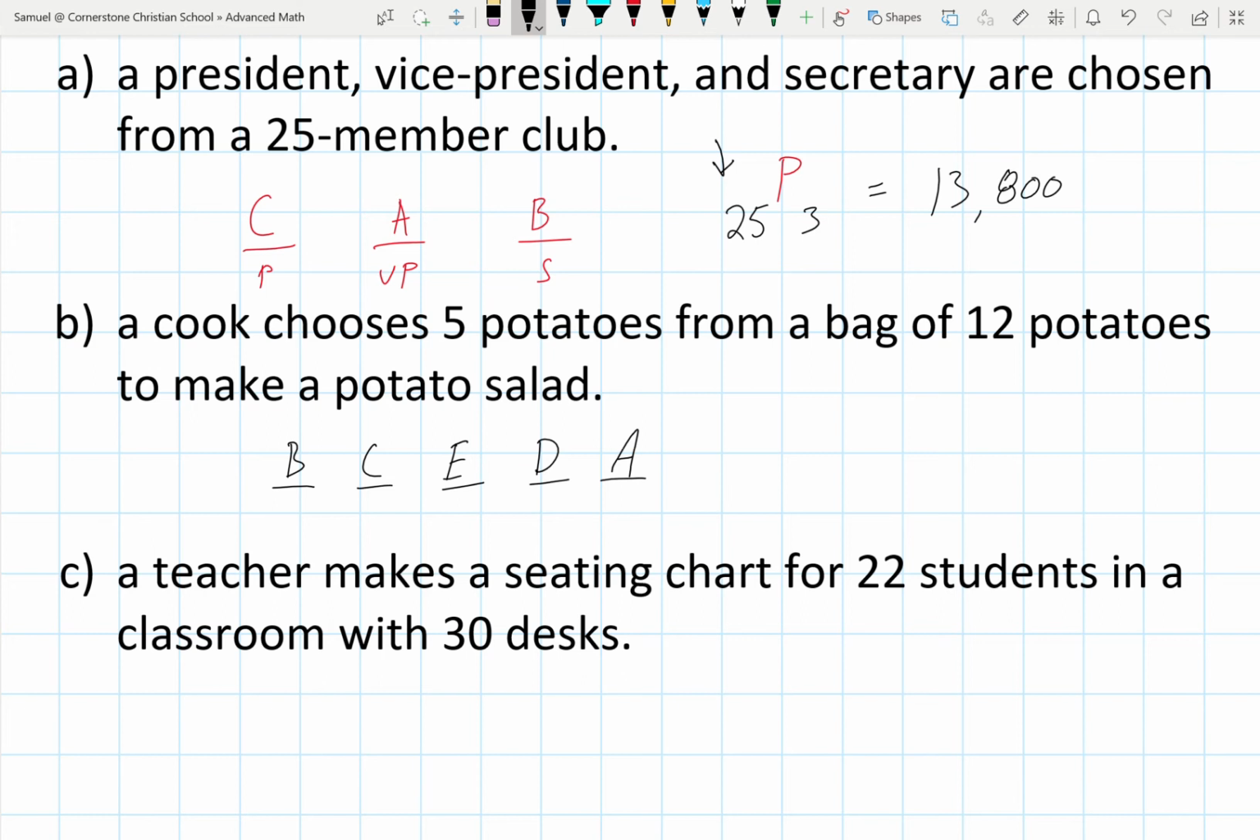And no, they're all going to the same place. They aren't going to change the outcome. The potato salad still has these 5 potatoes in it. And so this is where we find that it is a combination.